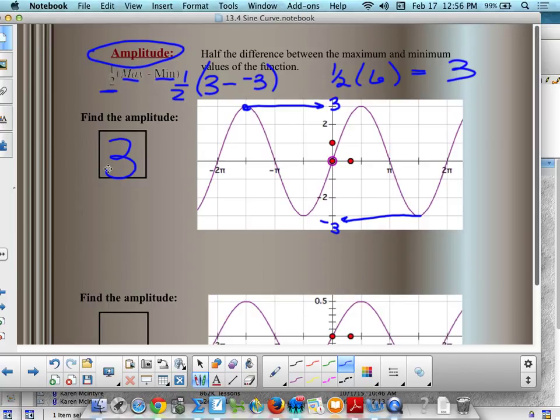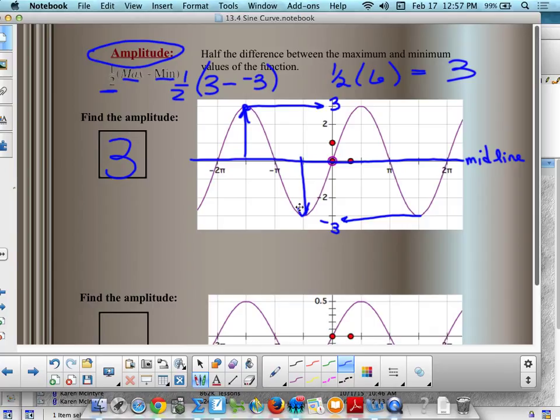Here's what I do. I go right to the middle. I call it the midline, the middle of the roller coaster, and I just say this. How high up did I go? 3. How far down did I go? 3. So the amplitude is what? 3. The amplitude is just midline up. The highest you go is 3 up from the midline, and the lowest you go is 3 down from the midline. And the amplitude will always be positive.